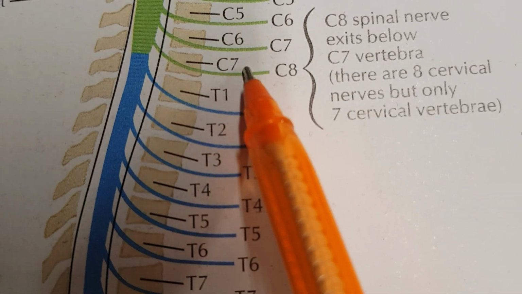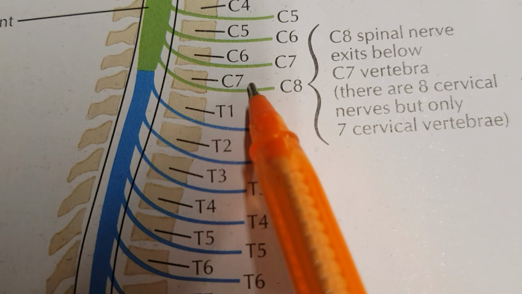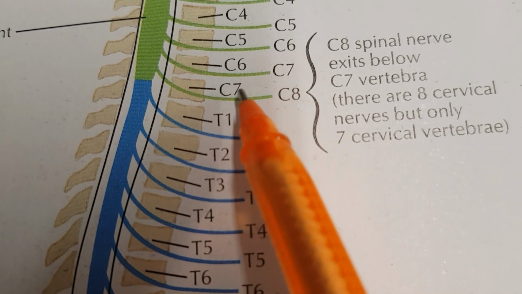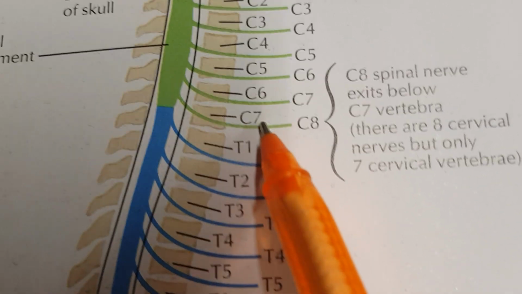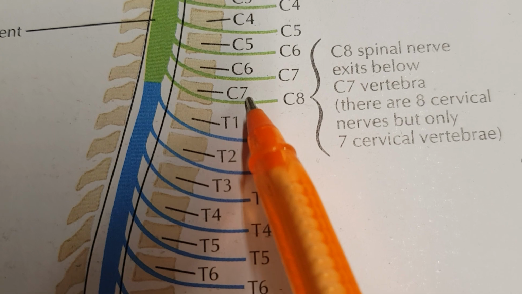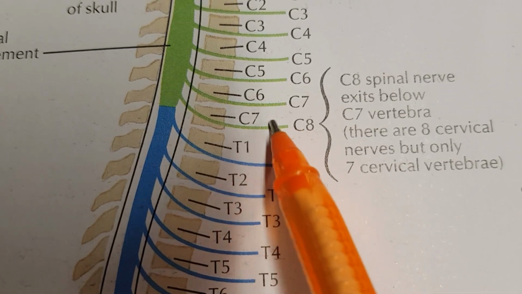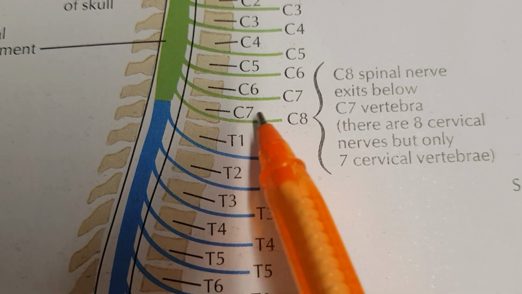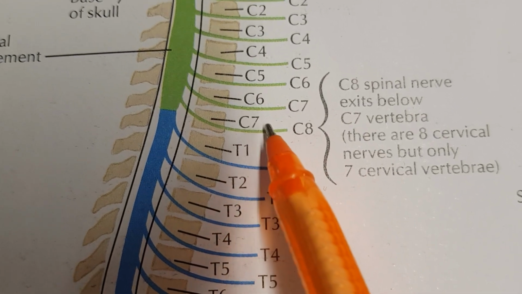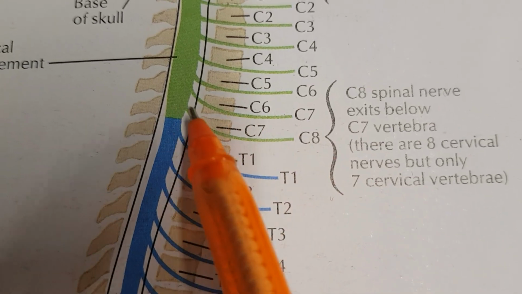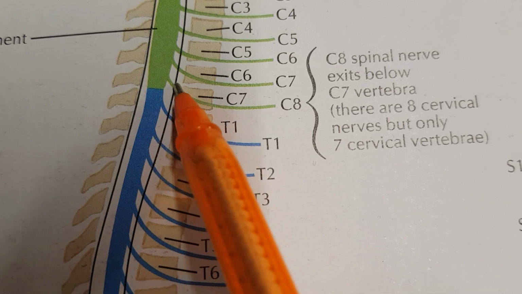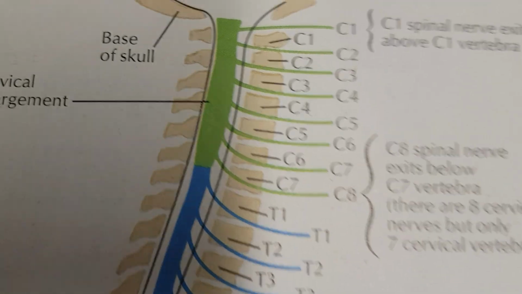C7, you need to test elbow extension. That is, you test triceps, the strength of your triceps. If there is a problem with the strength of your triceps and also the dermatome of C7 is a problem, then you question the integrity of nerve root 7.